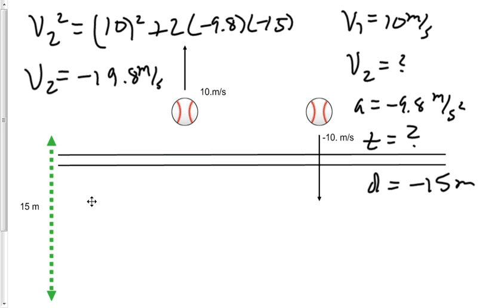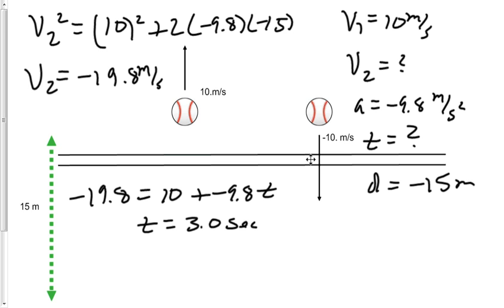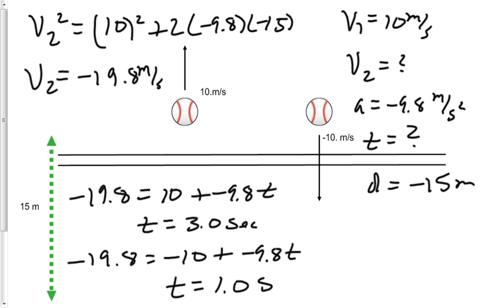We're going to use the equation v2 equals v1 plus at. So we know the velocity 2 is minus 19.8 equals 10 plus negative 9.8 times t. When we solve for t, we get 3.0 seconds. Now this one will be different. We have minus 19.8 equals a minus 10 plus a negative 9.8 times t. T in this case is going to equal 1.0 seconds. So the difference between when both of these hit the ground is going to be 2 seconds.